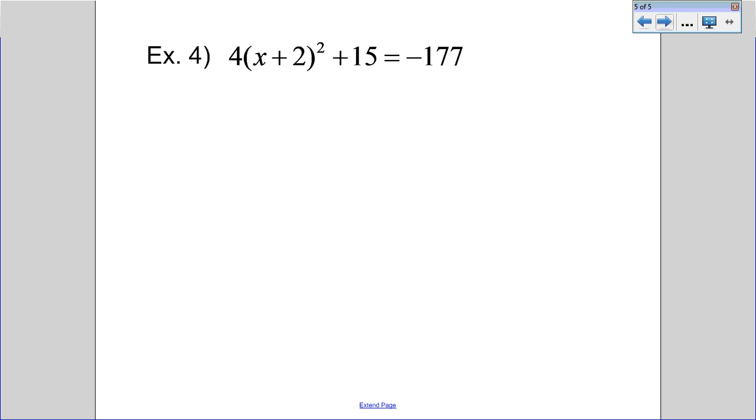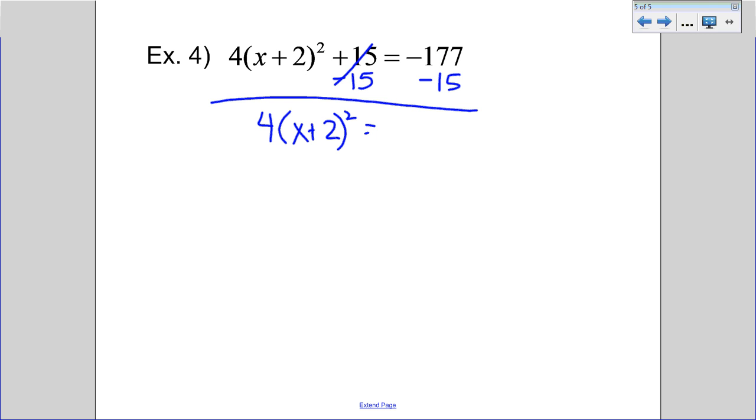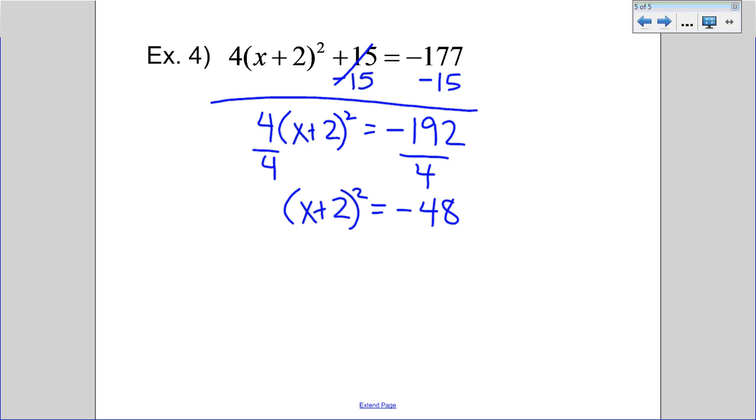All right, so let's take a look at our last example. And as you can expect, it kind of combines everything. So we've got some addition outside of the parentheses we have to take care of. So we have 4 times x plus 2 squared. Remember, we're not going to do any arithmetic on the left-hand side here. We're just going to undo our operations. So that's going to give me negative 192. I'm going to divide by 4. We have x plus 2 squared is equal to negative 48.